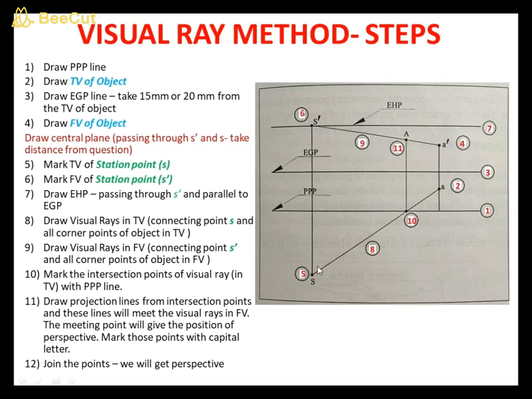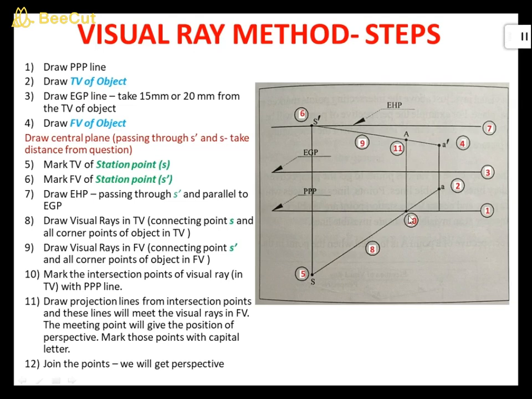But if you look here, the visual rays in the top view intersect somewhere in the picture plane. So you will get all the points in the picture plane. If you have an infinite number of points in the object, you will get all the points in the picture plane itself, because that is the plane where you are getting the 3D picture. So in the PPP line, you will get all points. Then mark the intersection points.